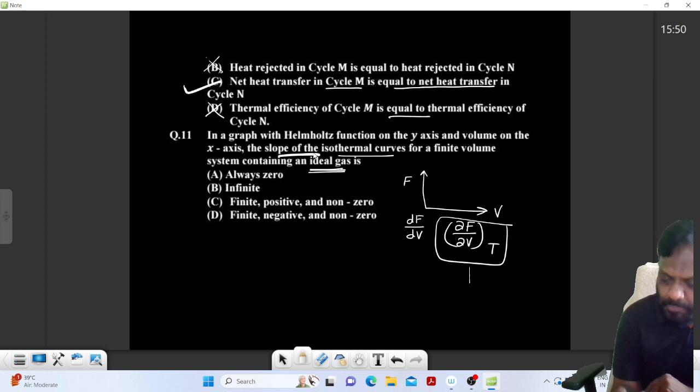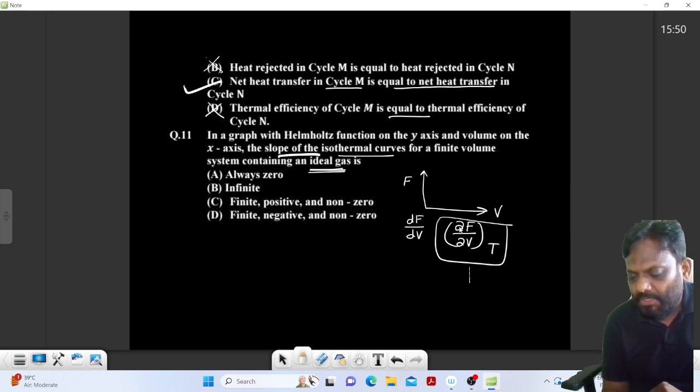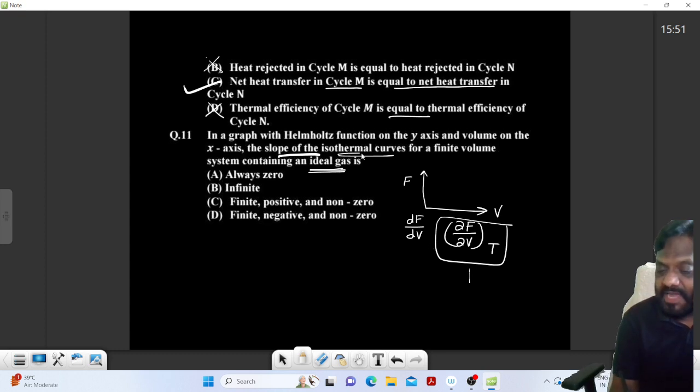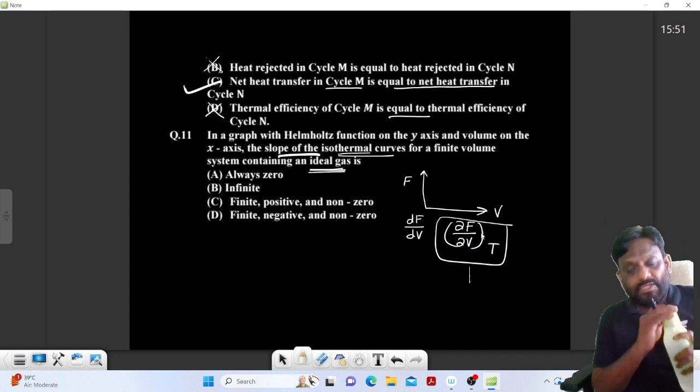So what is he asking? Slope पूछा है. Slope का मतलब dy by dx. So dy by dx is df by dv. But he is asking under isothermal. Whenever one parameter is kept constant, it will become partial. ये पूछा है सर. कैसे करेंगे? You want this value. चलो देखते हैं सर.